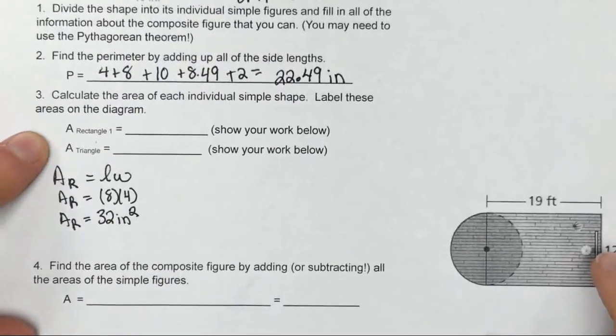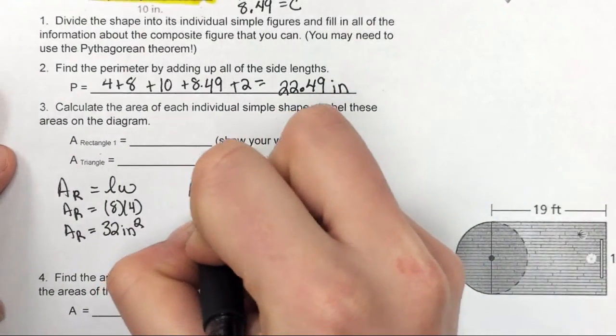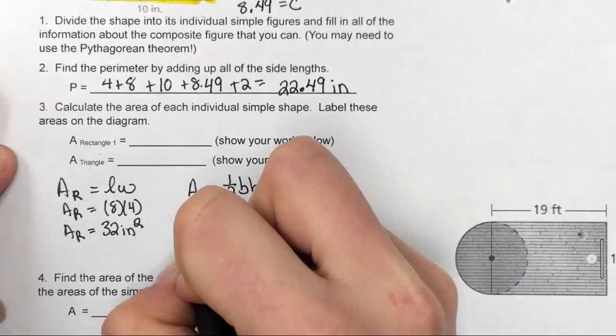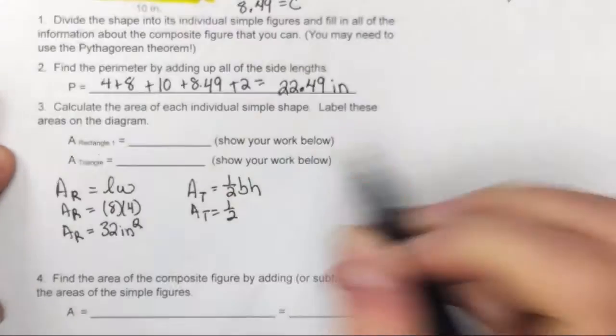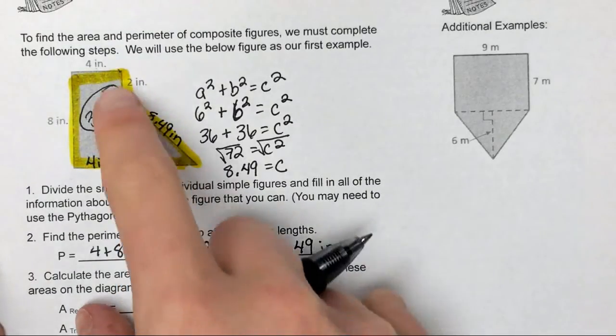Okay? The area of the triangle. So the area of the triangle is going to be the formula 1/2 base times height. So if I look at my triangle, the base is across the bottom 6 inches, and the height is also 6 inches.